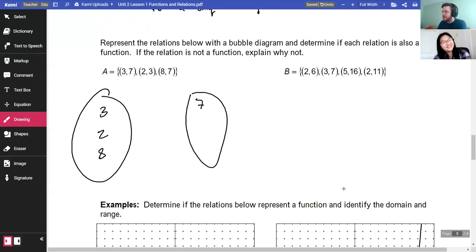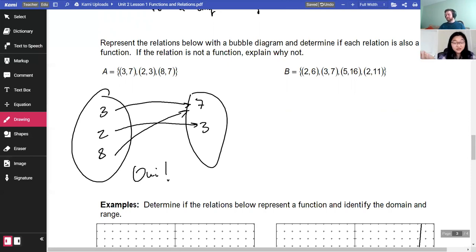But I want to keep my sets unique. So we got 3 goes to 7. 2 goes to 3, and 8 goes to 7. Oh no, is this not a function? I think it's still okay because we don't have 8 mapping to 2 different things. When you hit the 8 button, you know you're going to get a 7. And when you hit the 3 button, you know what you're going to get. You're going to get a 7. It happens that they're the same thing, but that's okay. Yep, this is a function.